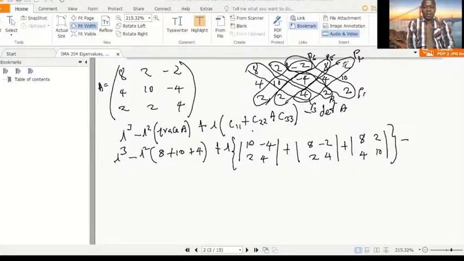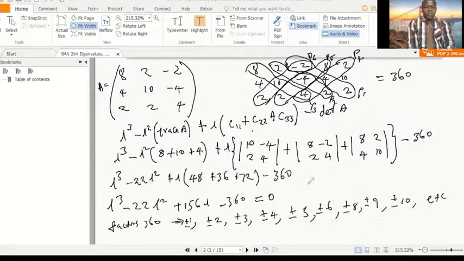Let's try 1 and see whether 1 is a root here. So if lambda is 1, then we'd have 1 cubed minus 22 times 1 squared plus 156 minus 360. And if you use a calculator, you will find that this will not give you 0. So that means that 1 is not a root. It's not a solution to this equation. Let's try 2. So when we try 2, then we have 2 cubed, which will be 8.